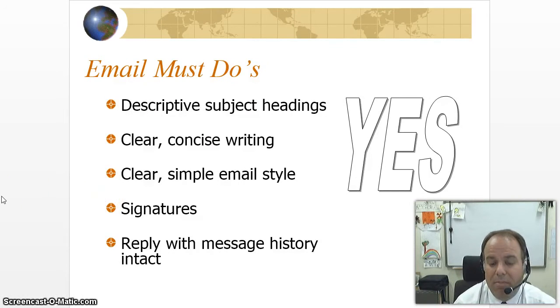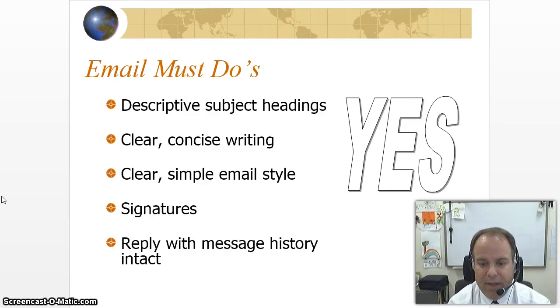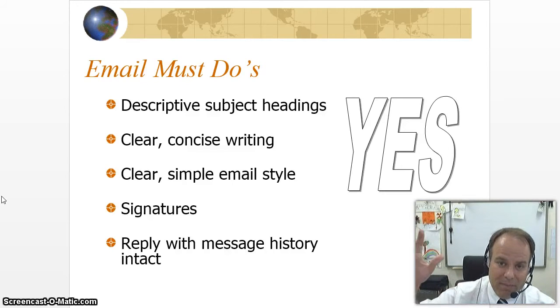So now let's move on to the must-dos. Number 1, and a lot of these are just the opposite of the no-nos. A descriptive subject heading, clear, concise writing, clear, simple email style, signatures, you have to have them. And reply with message history intact. That means that all of the messages on this subject that came before should still be in the email, listed below the current message.